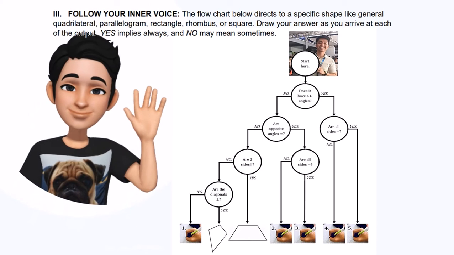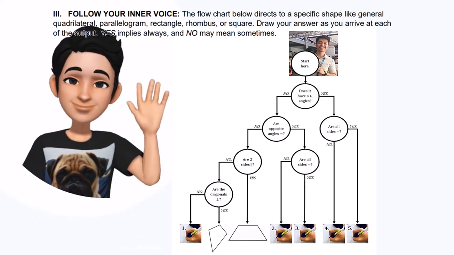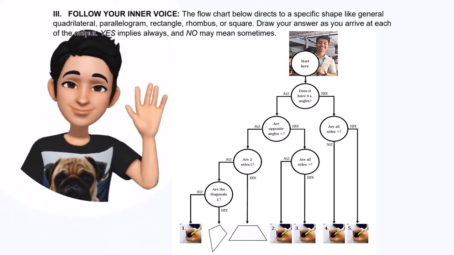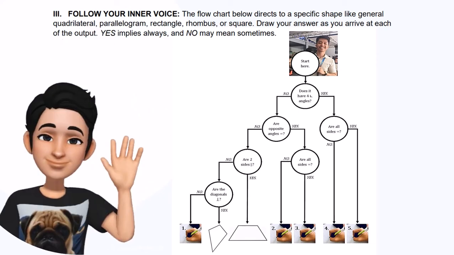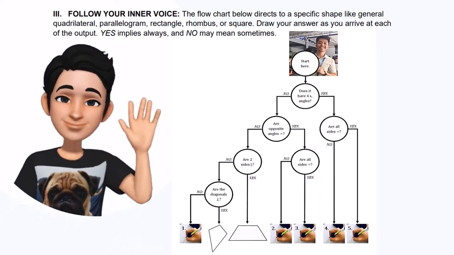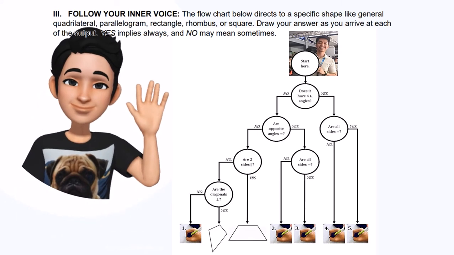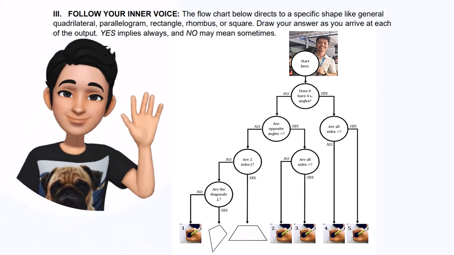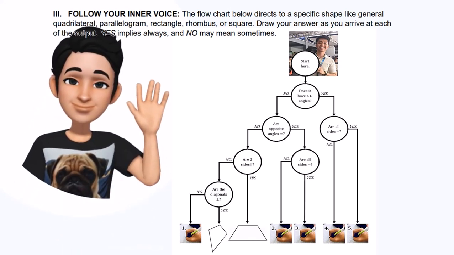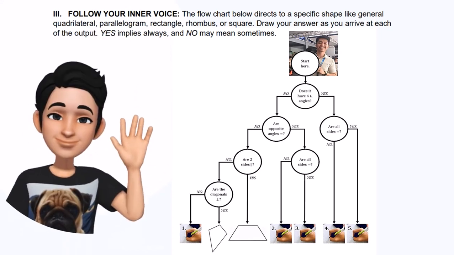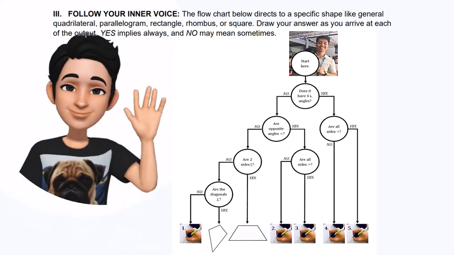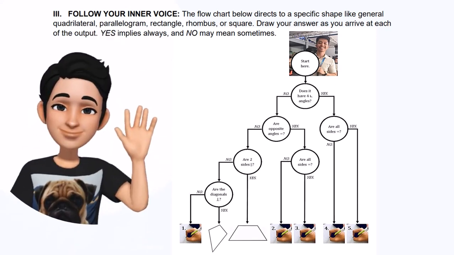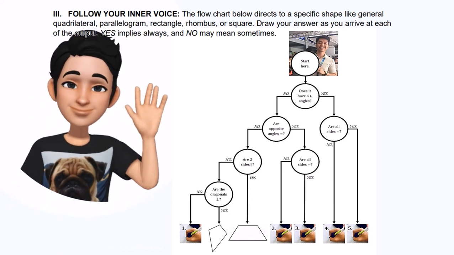Now, in activity number 3, follow your inner voice. Start thinking from the top of the flowchart. That will direct you to a specific shape. But first, you need to correctly imagine the figure. Feel it so you could arrive at the correct figure. Your answer here is a drawing, so you will draw. Now, you may refer to your learning activity sheet on page 6 if you find the statement hard to read. And you may pause the video if you would like to answer this now, but I'll be transitioning to the next presentation where each item will be answered.